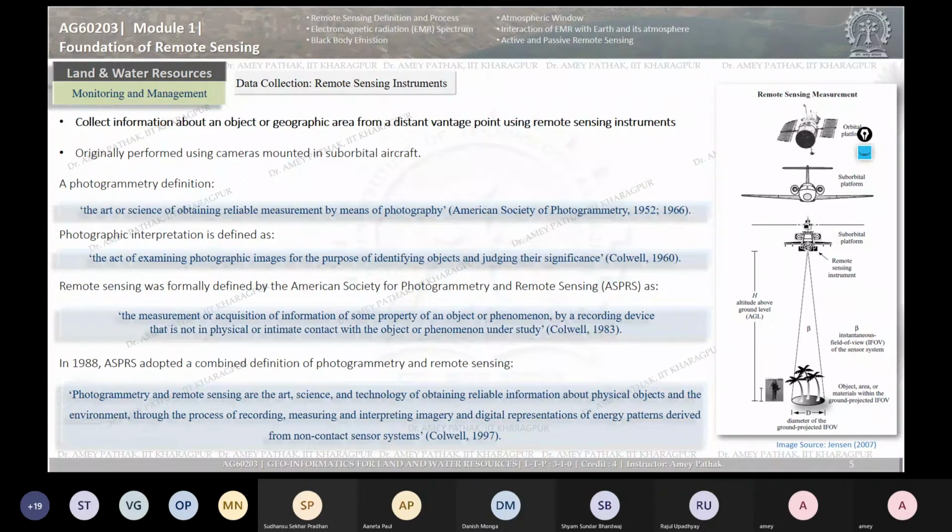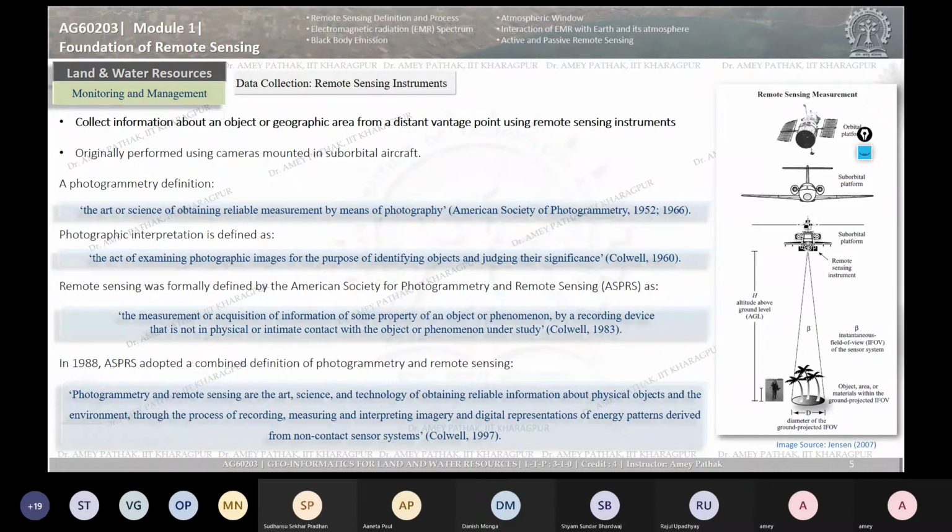Originally, previously, this was performed using cameras which were mounted in a suborbital aircraft. So it was a kind of aerial photograph. Aerial photography was more popular, and in fact, the term remote sensing was not there.